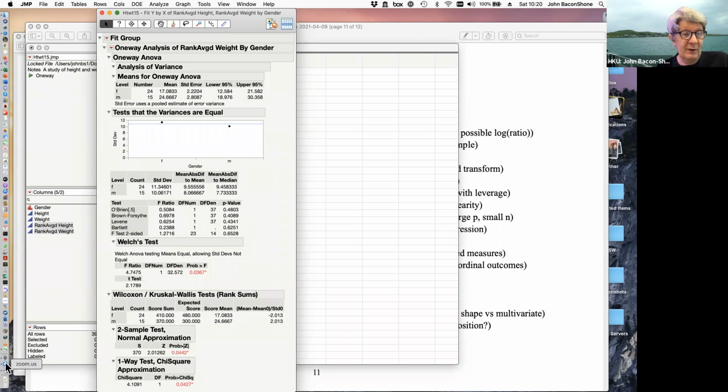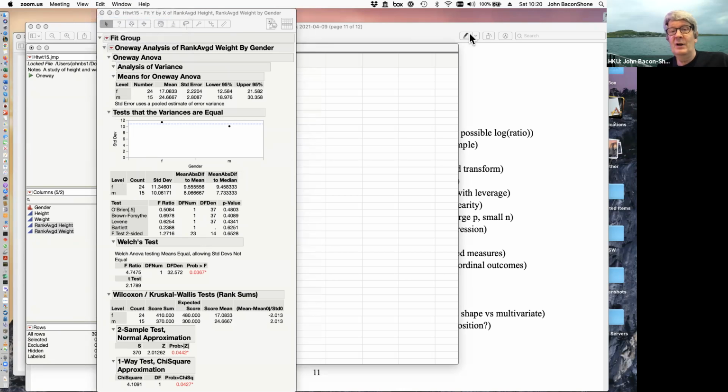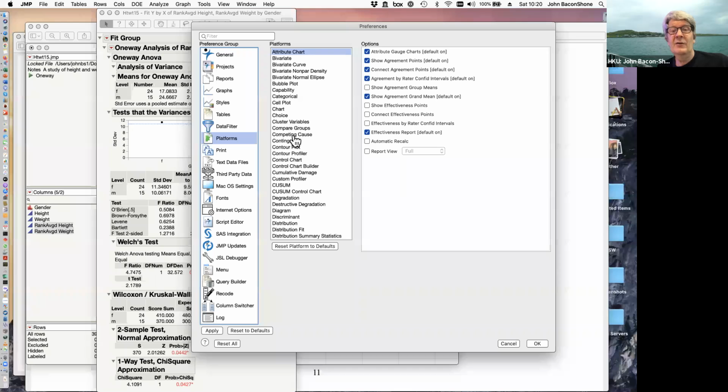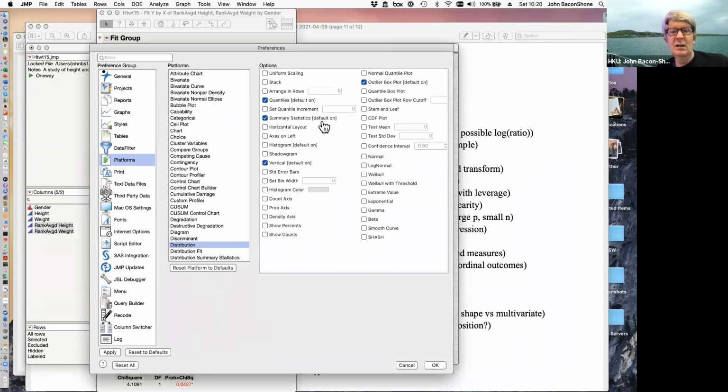Whoops, I've closed my Zoom window, sorry. I've lost my chat window. Okay. Somebody's reminded me, yeah. Let me turn my, yeah, I've lost my distribution thing here. Oh yes, platforms and then distributions. Yeah, that's right, thank you. Let me turn my histograms back on again. Histogram default on. Okay.